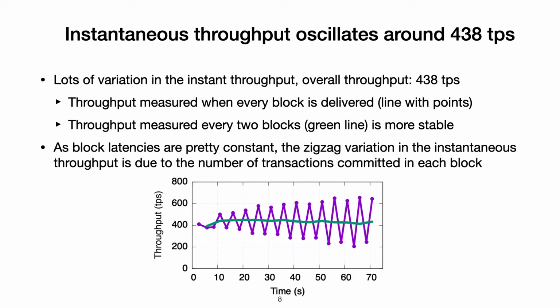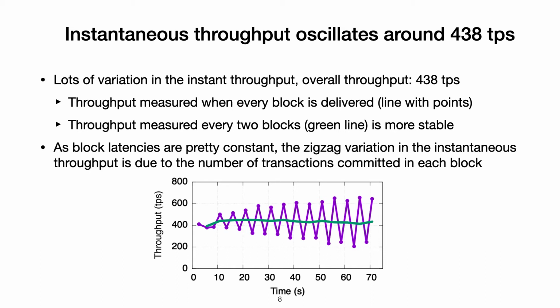This behavior observed with latency also influenced the instant throughput of Tendermint. As can be observed in the graph, the purple line, the instant throughput oscillates a lot between blocks. But if you measure the instant throughput every 2 blocks, the green line in the graphs, we observe a more stable behavior, with values around 438 transactions per second.